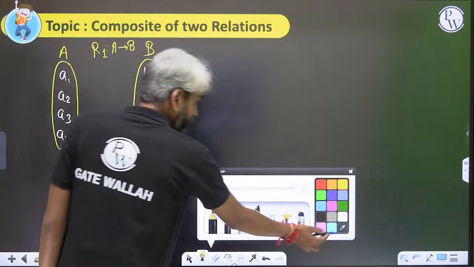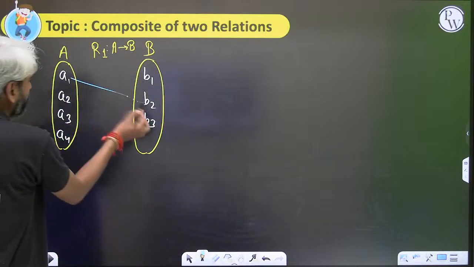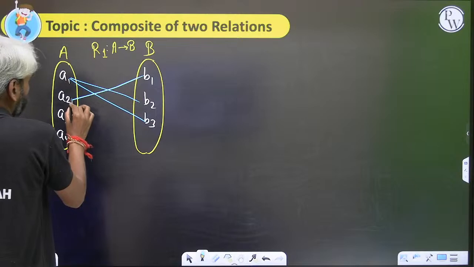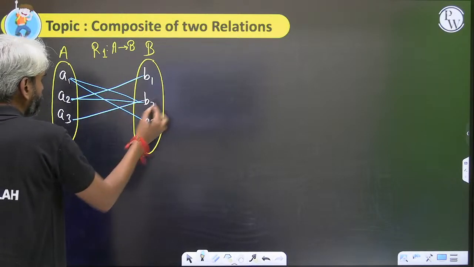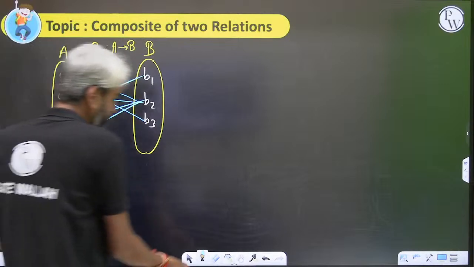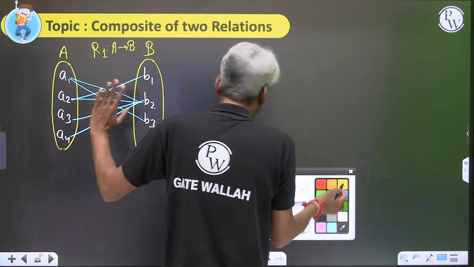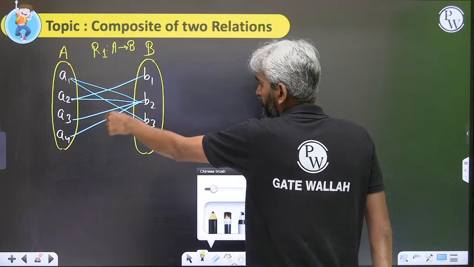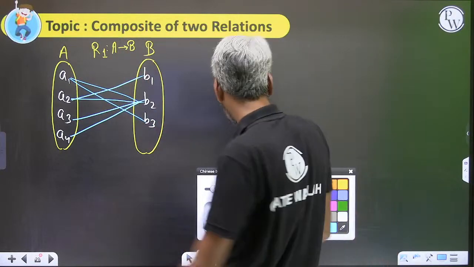What does it say? Let's say the ordered pairs are of the type: A1 relates with B1, A1 relates with B2, A2 relates with B1, A2 also relates with B2, A3 relates with B, and A1 relates with B2. Okay, that's perfectly fine. This is my relation R1. How many ordered pairs? 1, 2, 3, 4, 5, 6 ordered pairs are present in the relation R1.